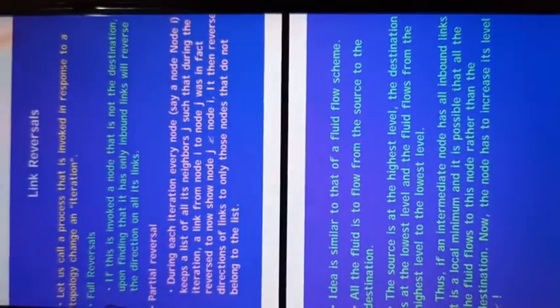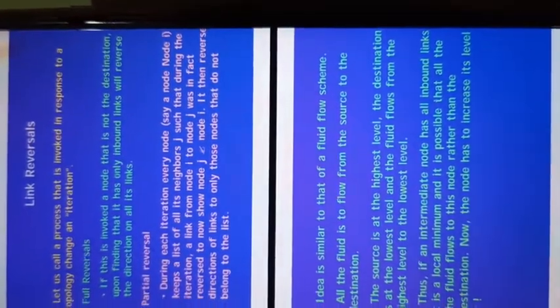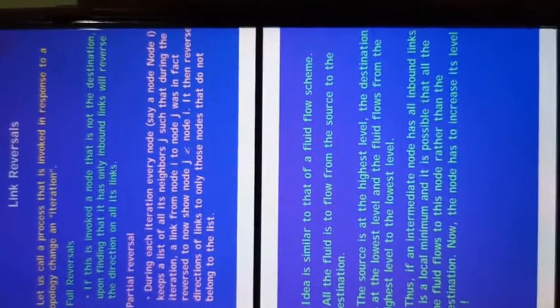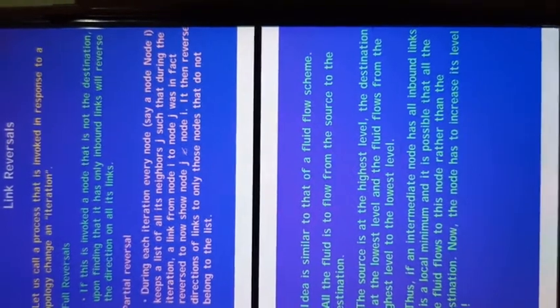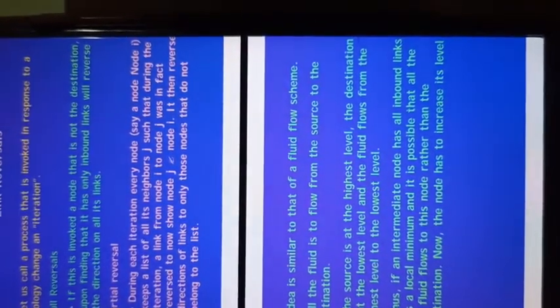We know that TORA uses a DAG, a directed acyclic graph. In the full reversal, if this is invoked, a node that is not the destination, upon finding that it has only inbound links, will reverse the direction of all its links. So this is the full reversal.